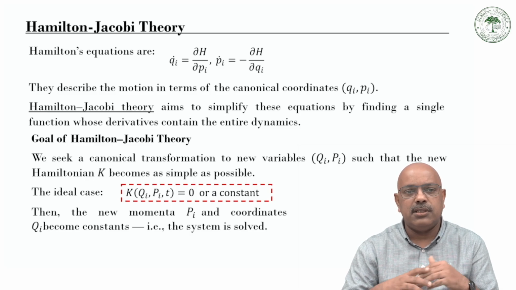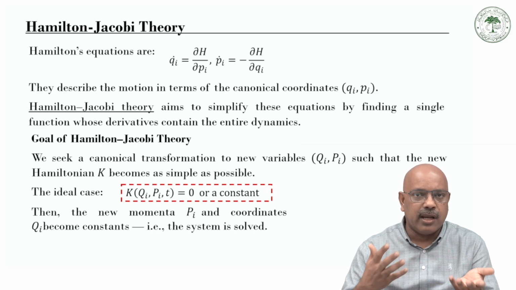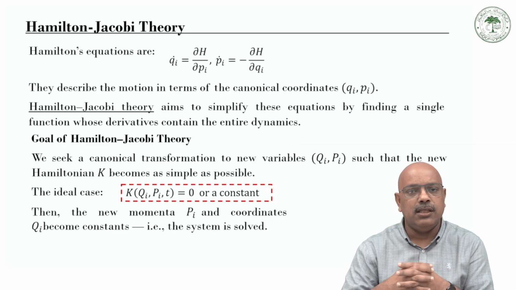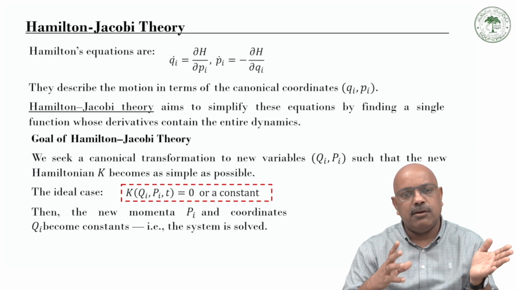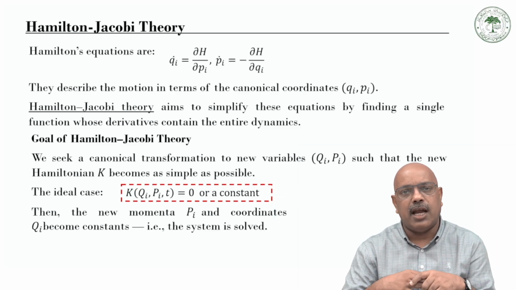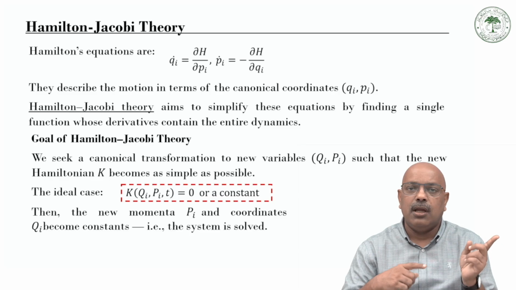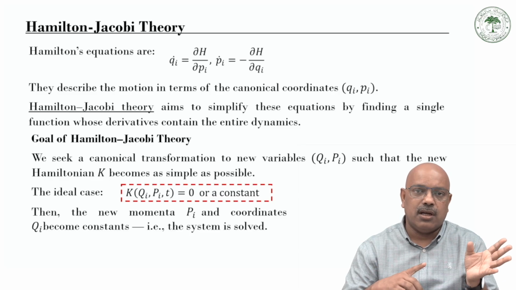Hamilton-Jacobi theory basically aims to simplify the canonical Hamilton equations of motion. In the Hamilton equations, q dot and p dot can be calculated in terms of the partial derivatives of the Hamiltonian with respect to momenta and coordinate. When you go from the Lagrangian formalism to the Hamiltonian formalism, you go from second order differential equations to first order differential equations, but the number of differential equations increases twofold.